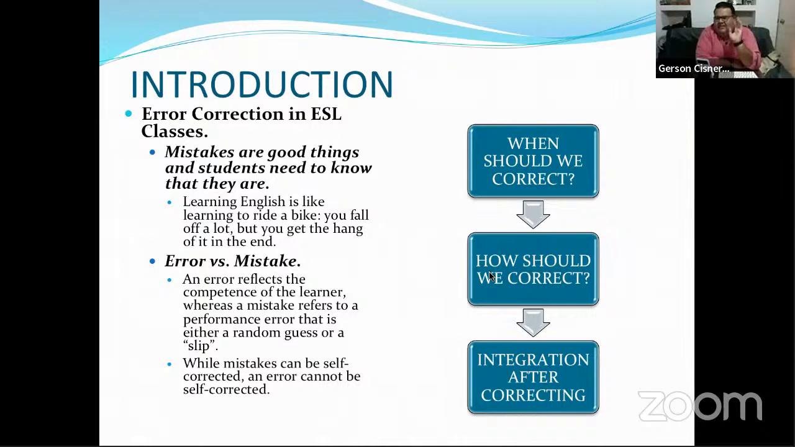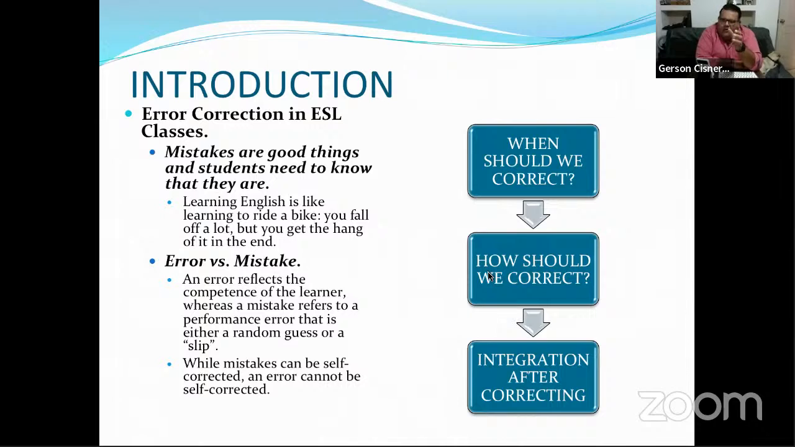Okay, but that's parentheses. Okay, so an error, never assume a student knows. Okay, let me repeat it. Never assume a student knows. That's an error.